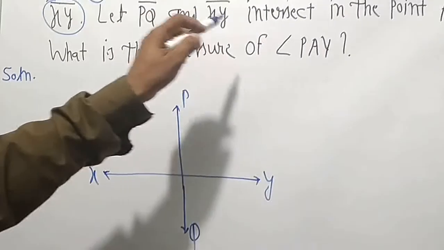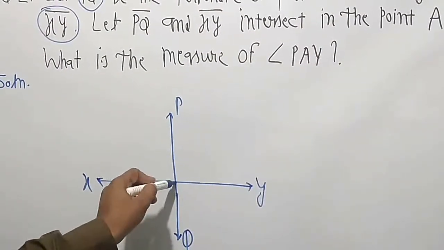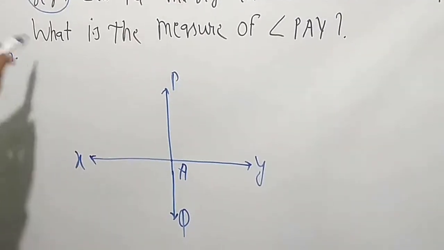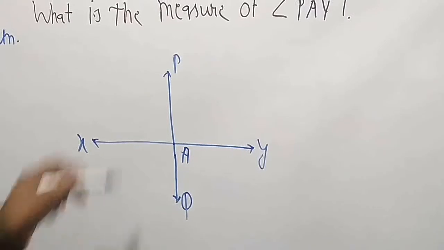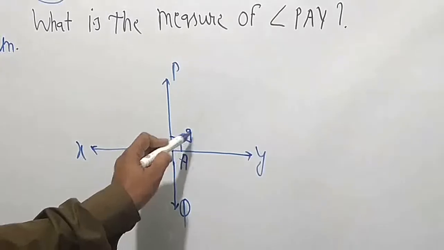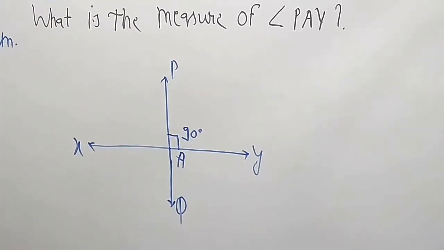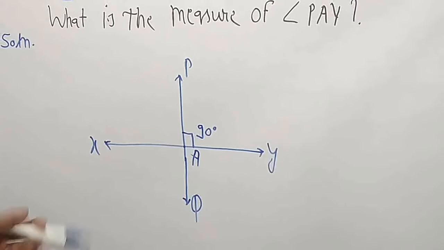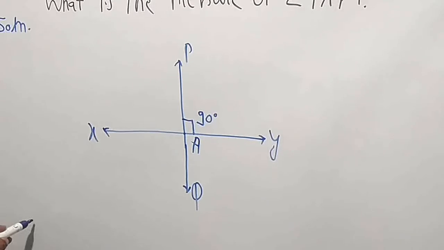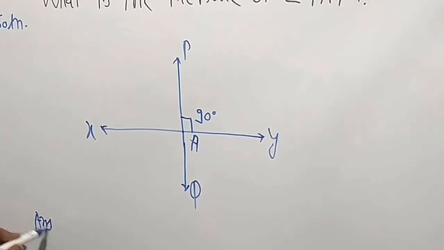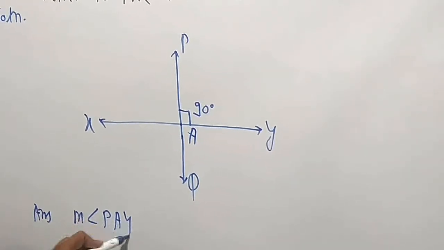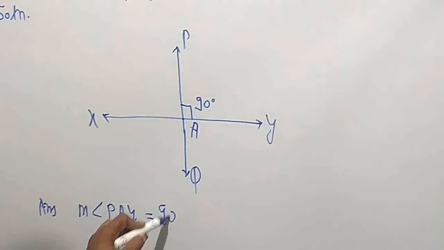Let PQ and XY intersect at the point A. This is the intersecting point of PQ and XY. This is called A. What is the measure of angle PAY? Where is it? It is PAY. The measurement of PAY is 90 degrees. If we measure it with the help of the protractor, it is 90 degrees. We write here in the answer: the measure of angle PAY is equal to 90 degrees.